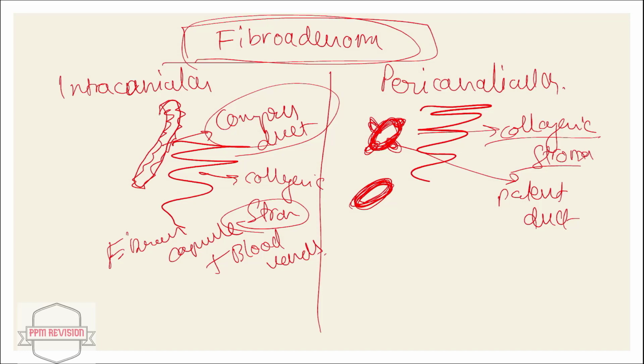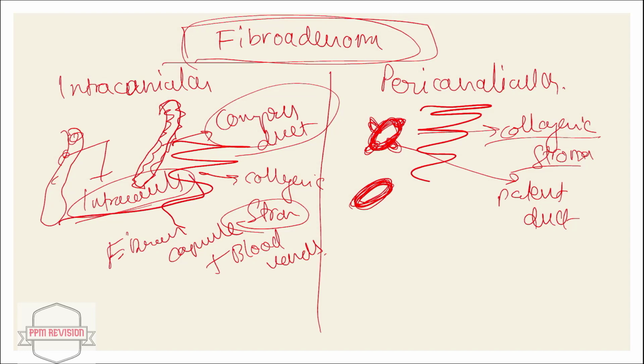What is happening is that there's proliferation of new fibrous tissue, giving it a wavy, slit-like appearance. This wavy, slit-like appearance is nothing but the intracanalicular type. Whereas pericanalicular is simple. There's new fibrous tissue around the ducts and acini, and specifically around the distended acini. Okay, so this is done.